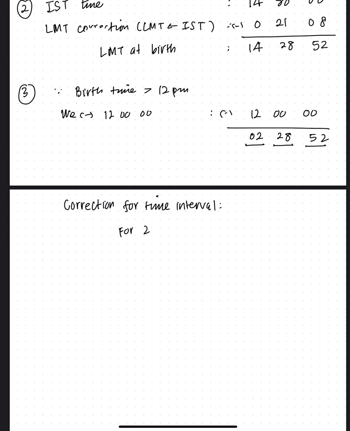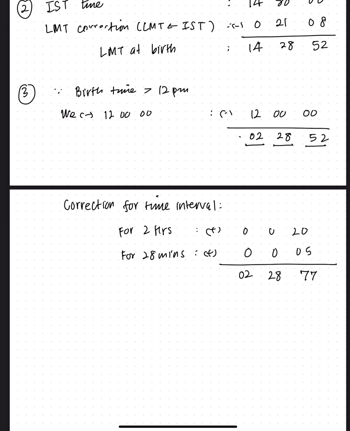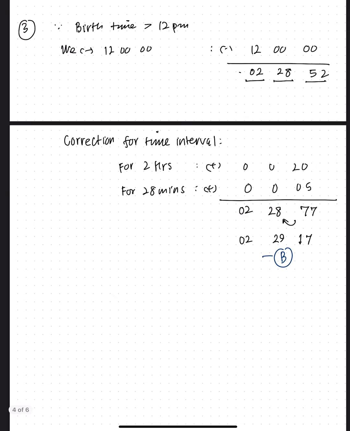So for 2 hours, we had plus 20 seconds. And for 28 minutes, we had plus 0.5 seconds. Again, I'm going to do the addition to this. So we get 77, 28, 02, give 60, and then 29, 70. This value is B. Now we'll know what this A and B are for.